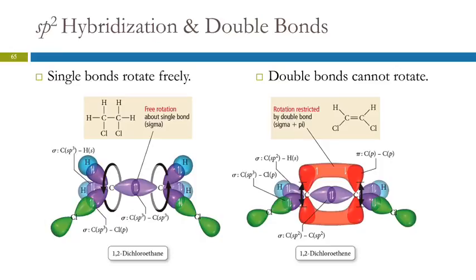When you have a double bond without the rotation, then you get isomers, where it's the same number of the same kinds of atoms and the same kinds of bonds, but you have two molecules that are not exactly identical. Just like your right hand and your left hand. They're the same, but they're not the same, right?